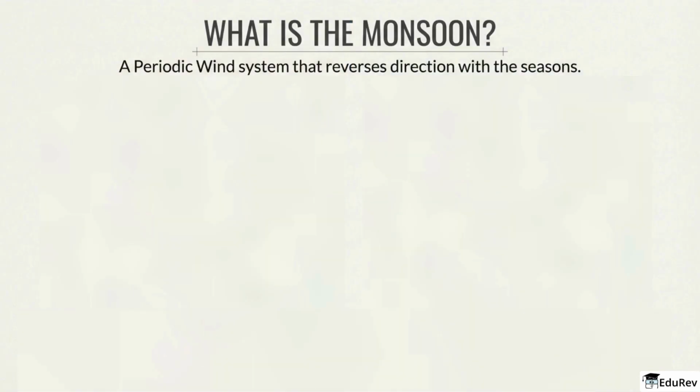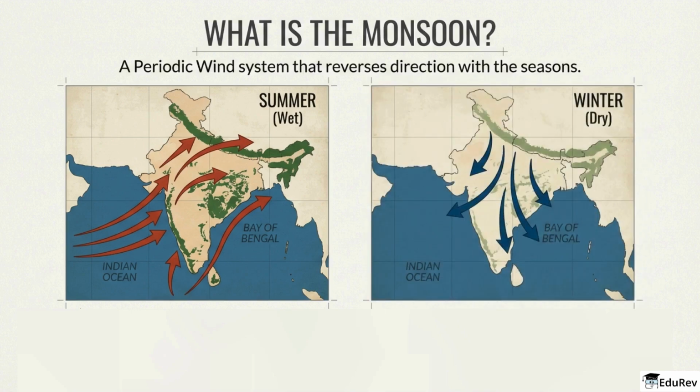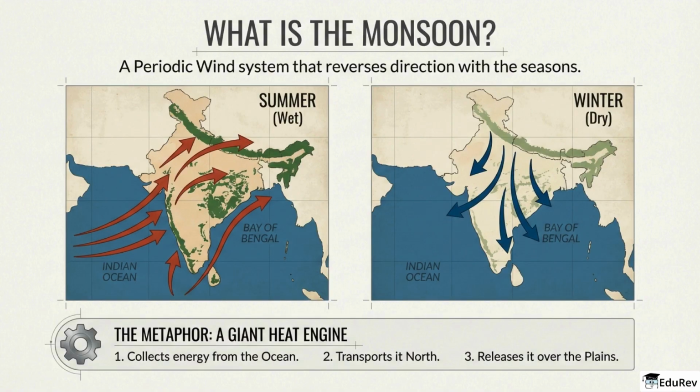What is a monsoon? A monsoon is a seasonal reversal of winds. In summer, winds blow from sea to land, bringing rain. In winter, winds reverse, blowing from land to sea, bringing dryness. Think of it as a giant heat engine. It collects heat over land, pulls moisture from oceans, and releases that moisture over the subcontinent. The direction reversal is the definition. Rainfall is the outcome. Now the question becomes, what drives this reversal?